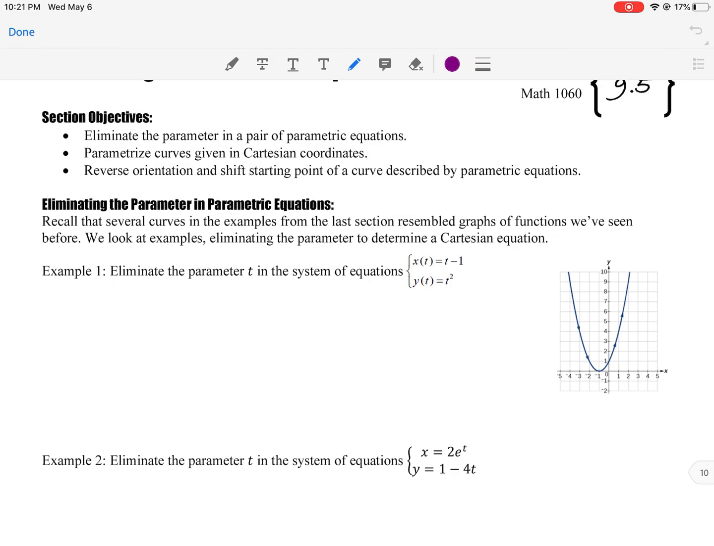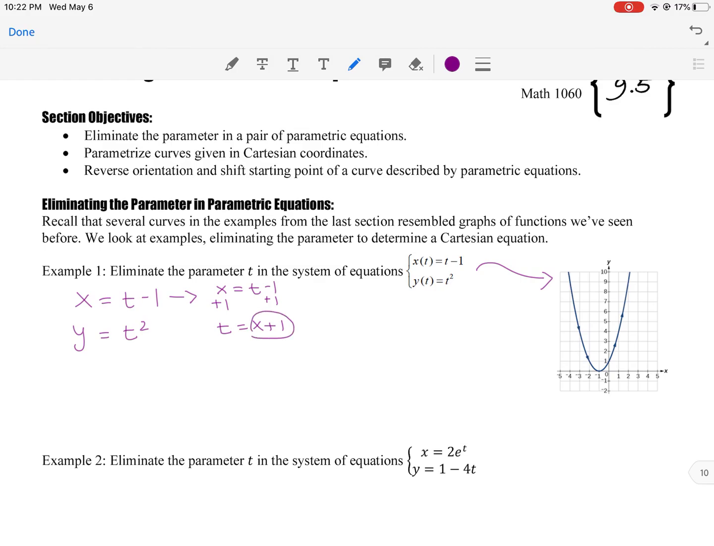So this is actually one example that we had last time, and it gives us this graph over here on the right, which is a parabola. The idea behind eliminating a parameter is we want to solve one of these equations for t. So we have x equals t minus 1, and y equals t squared. The easier equation to solve for t is probably the first one. If we had x equals t minus 1, let's add 1 to both sides. So we get t equals x plus 1.